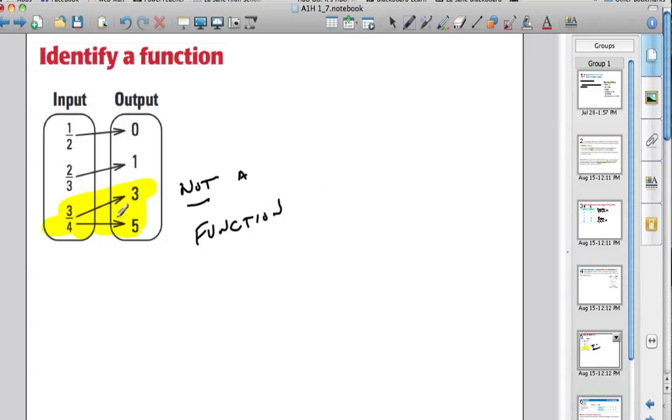So in a mapping diagram, you're looking for 2 arrows coming out of an input. If it was a T-table, you'd be looking to see, did a specific input show up more than one time with different outputs? That would also be an indication that it was not a function.